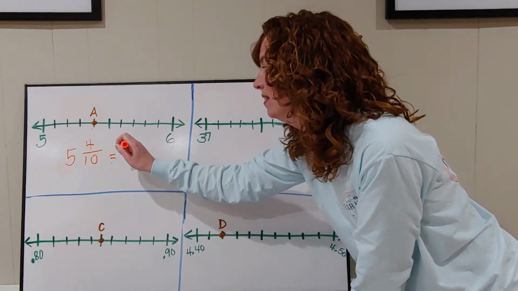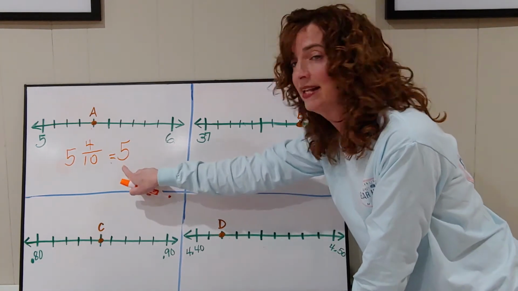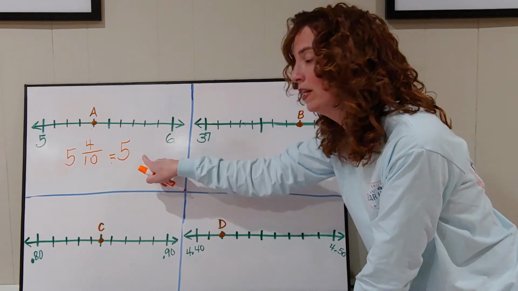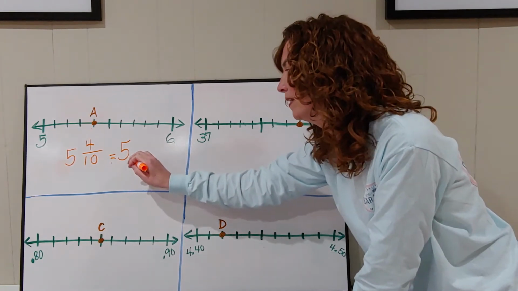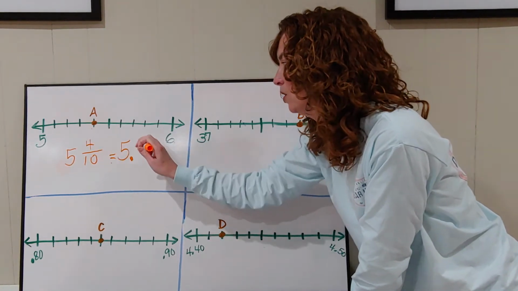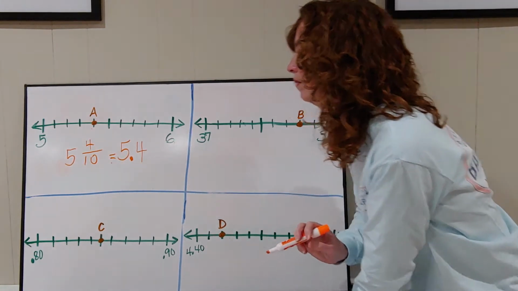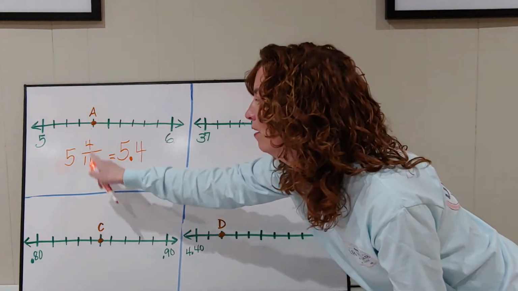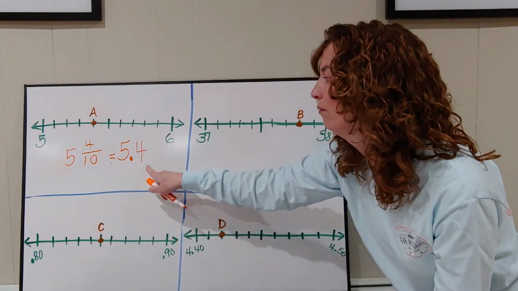Our 5 is going to stay the same. And now because that's in the ones column, and we're looking to put a number in our tenths column, we need to put our decimal point. And we have 4 tenths. So we're going to put 4 here. So that would be 5 and 4 tenths would equal to 5.4.